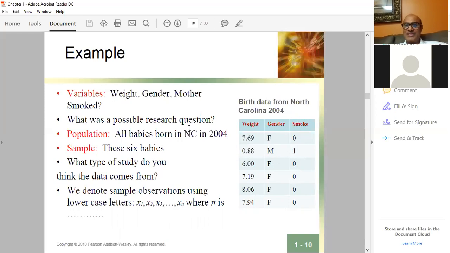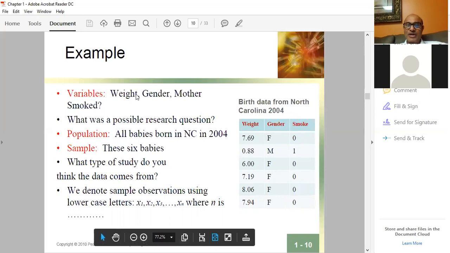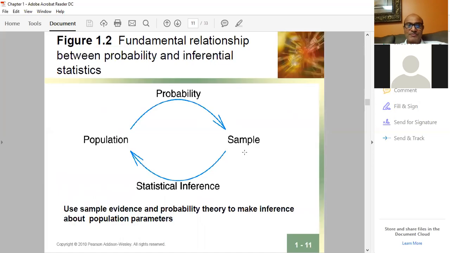So these are the variables: gender, whether it is male or female, then weight, then mother smoked or not. Suppose this is a newborn girl, right? And mom is smoking or non-smoking like this. So 0 non-smoking, 1 smoking. So that's how you can bifurcate the given data in terms of variables, population, and samples. That's actually what I would like to let you know.